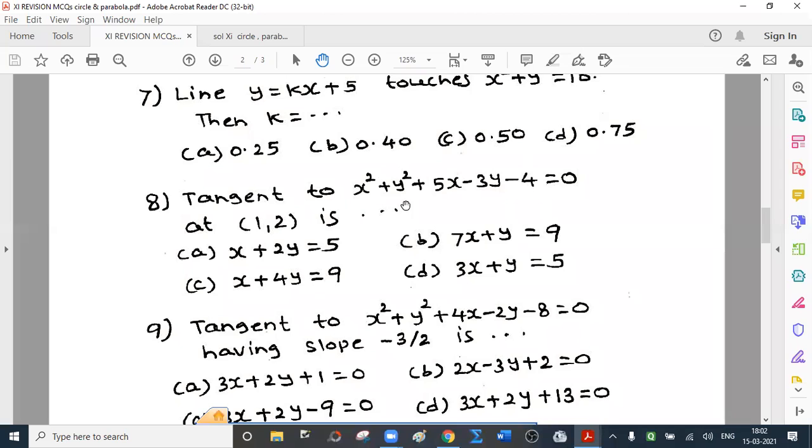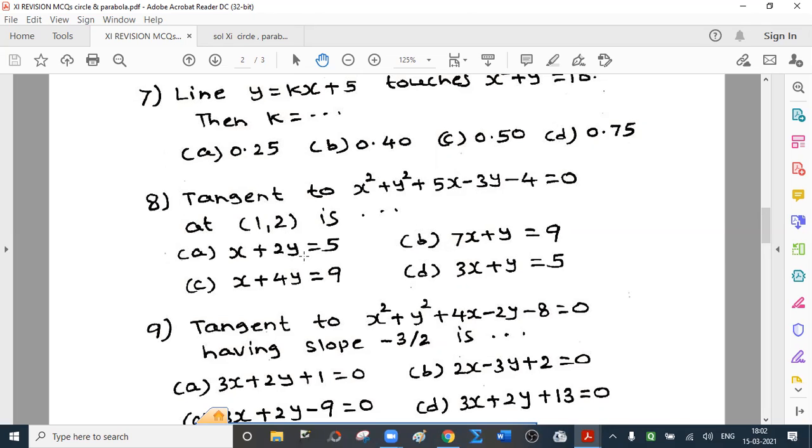Sum number 8. Tangent to circle x square plus y square plus 5x minus 3y minus 4 equal to 0 at 1, 2 is. See, the point has to lie both on circle as well as tangent, right? So just see whether 1, 2 lies on the first line or not. Yes. Then what about this? Yes. 1 plus 8, 9. So 3 plus 2, 5. Actually, all the equations are satisfied by 1, 2. So we cannot use shortcut method.